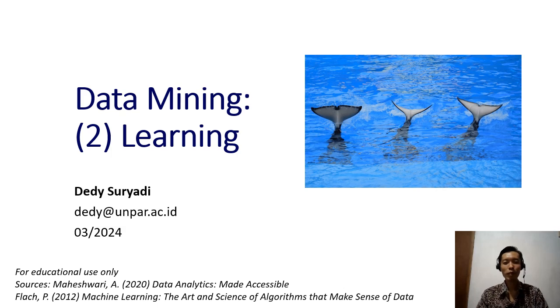Data mining is about finding or learning patterns from the data. So in this video, I'm going to talk about two types of learning that are common in data mining. The first type is called supervised learning, and the second type is called unsupervised learning. So let's start.